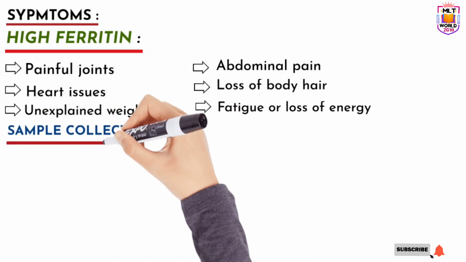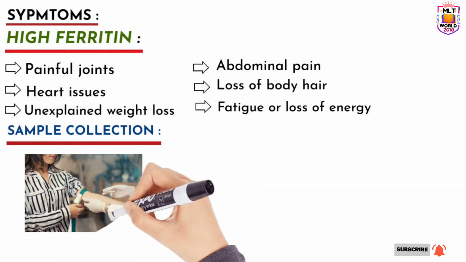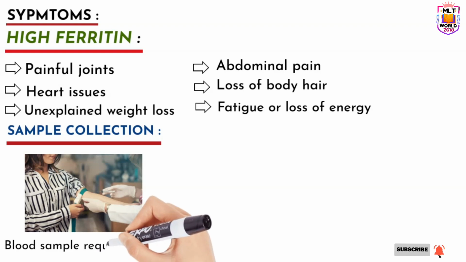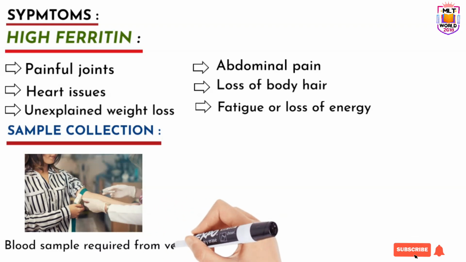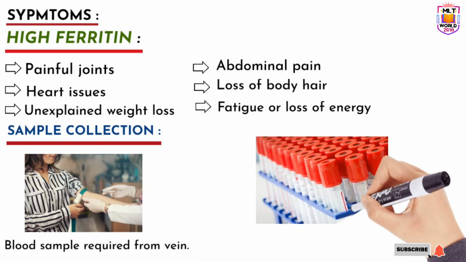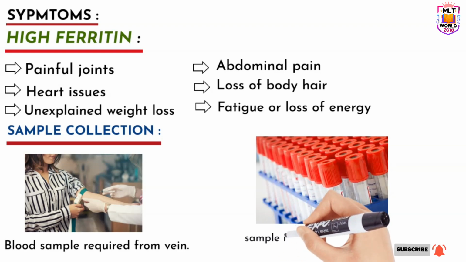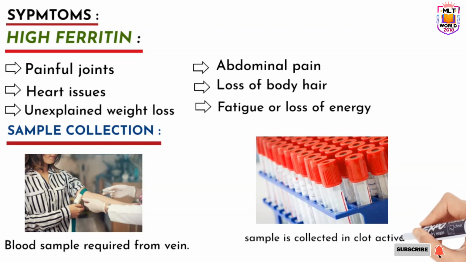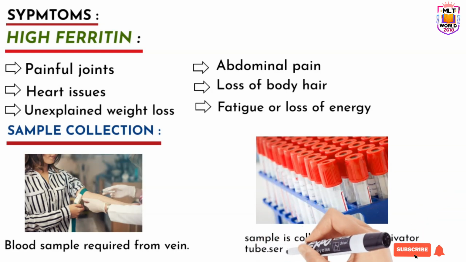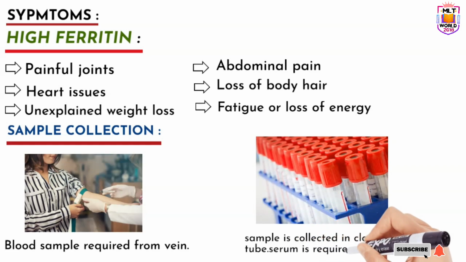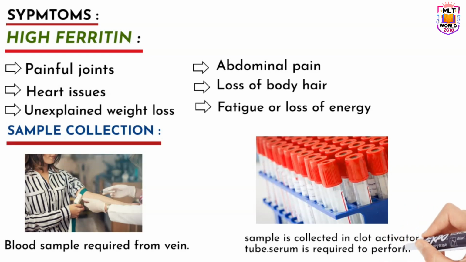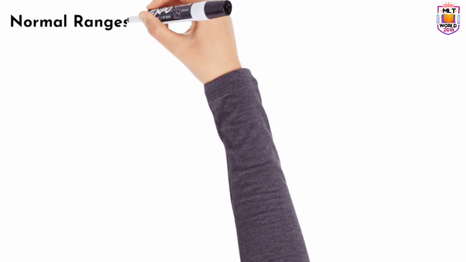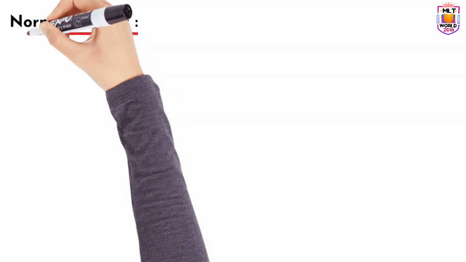Now to check the ferritin level, what type of sample do we need? From the vein we will collect a blood sample. The blood will be collected in a clot activator tube, either red cap or yellow cap. For this test no fasting is needed, the patient can give blood anytime. When the blood reaches the lab, we will centrifuge it, and this test is performed on the serum of the blood. That's why we call this test the ferritin test and also the serum ferritin test. Now at the end we will see the normal ranges.